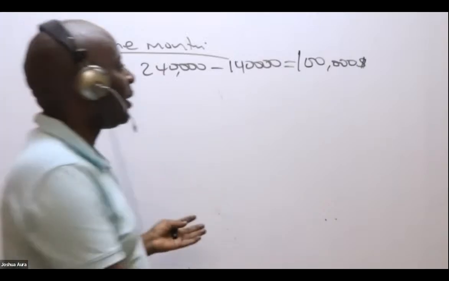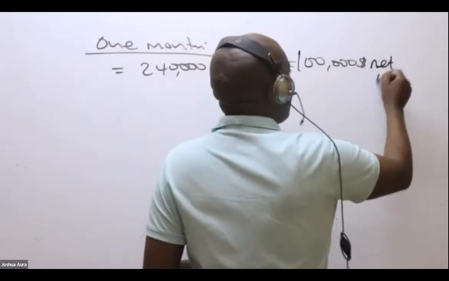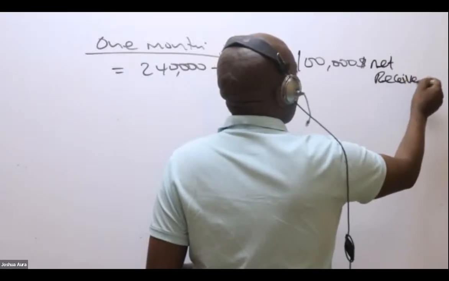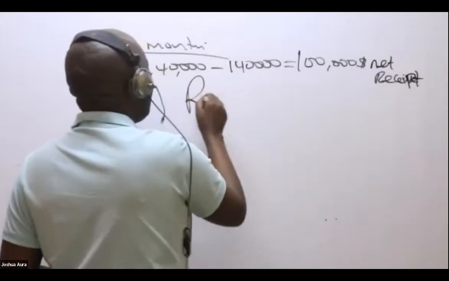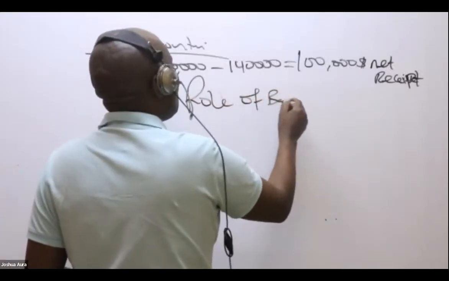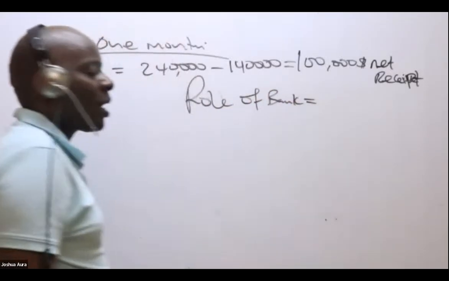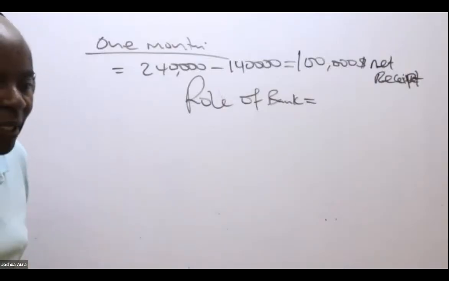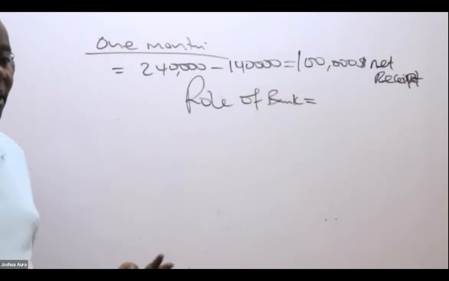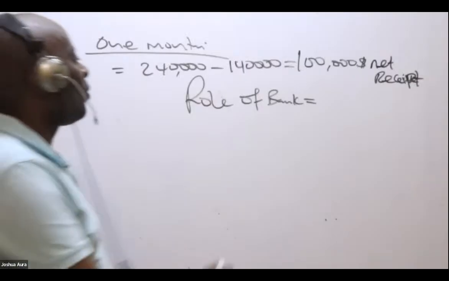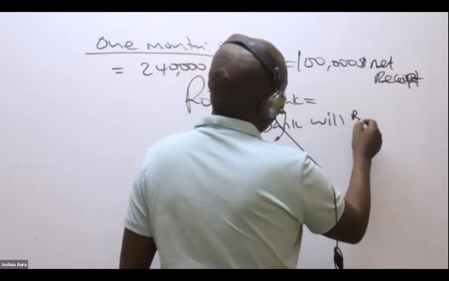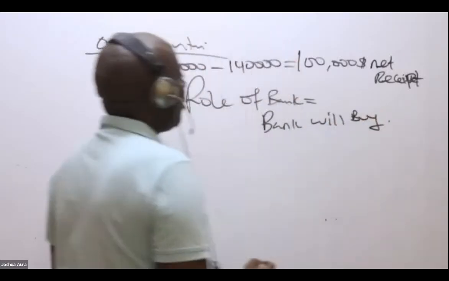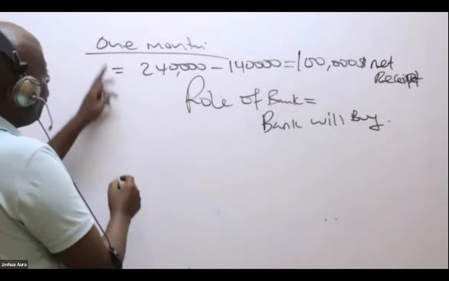So if it's a net receipt, I'll be able to go very fast and say the role of the bank. Role of the bank here is what? If it's a receipt, it's buy. Bank will buy. Great. Then give me the 1 month.